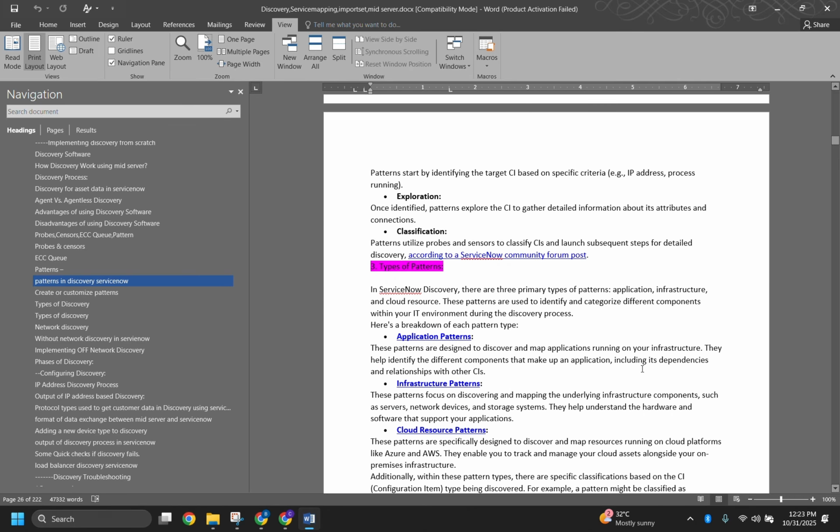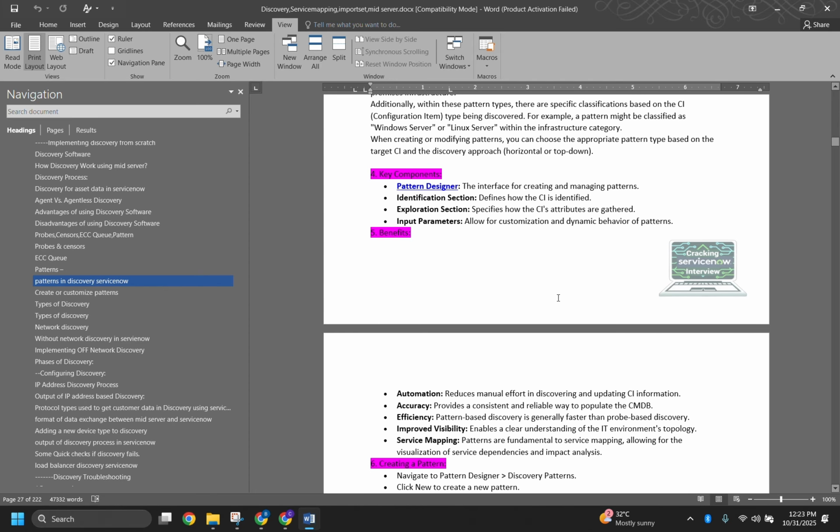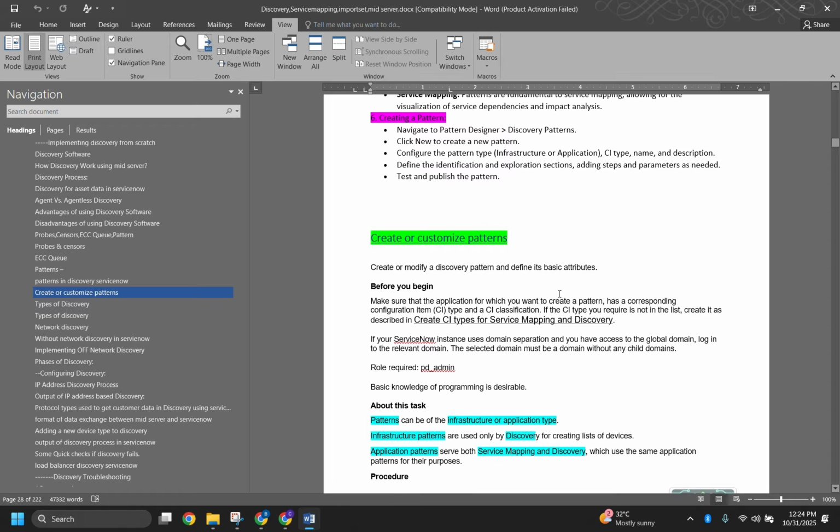And what are the types of pattern? You can say these are application pattern, infrastructure pattern, and cloud resource pattern. And how have you created a pattern? You have to be very sure about the path. In Pattern Designer, inside discovery you go to discovery patterns, then create a new pattern, and then test and publish the pattern. So all these things are covered in this pattern basically.